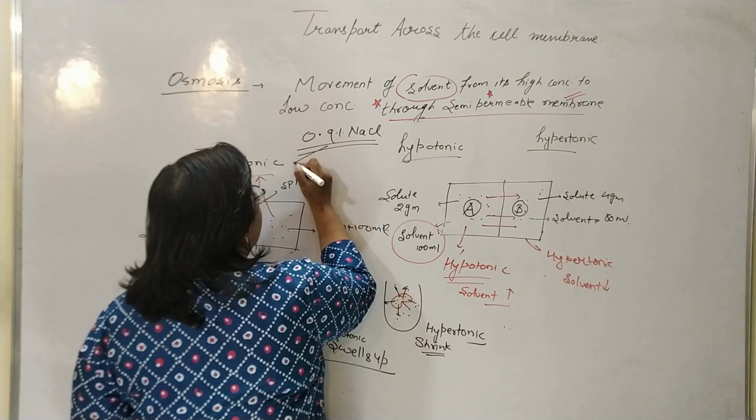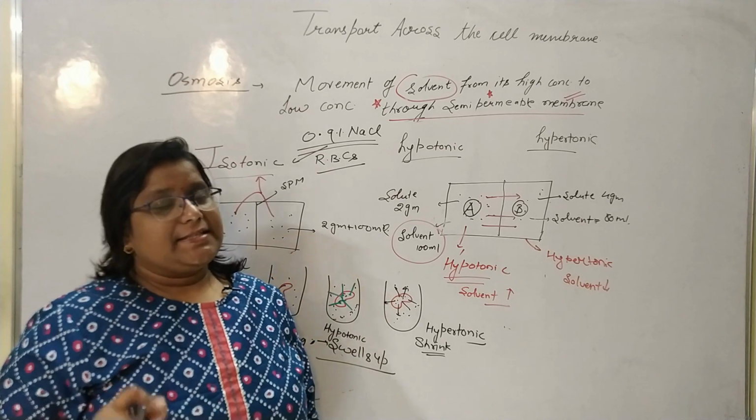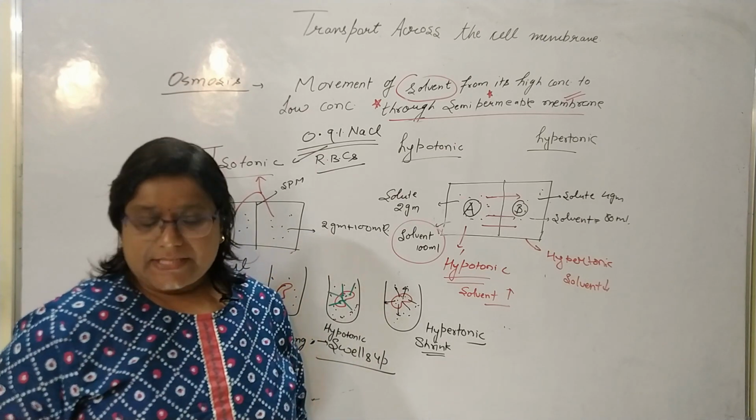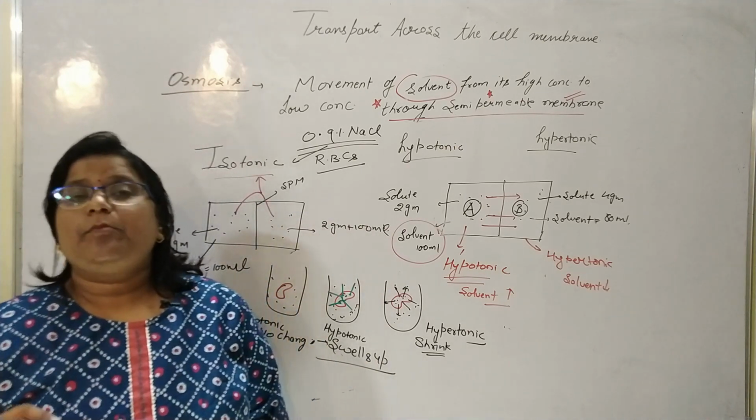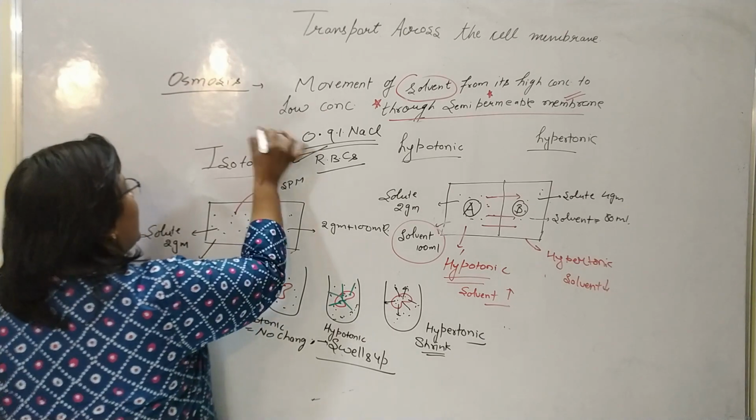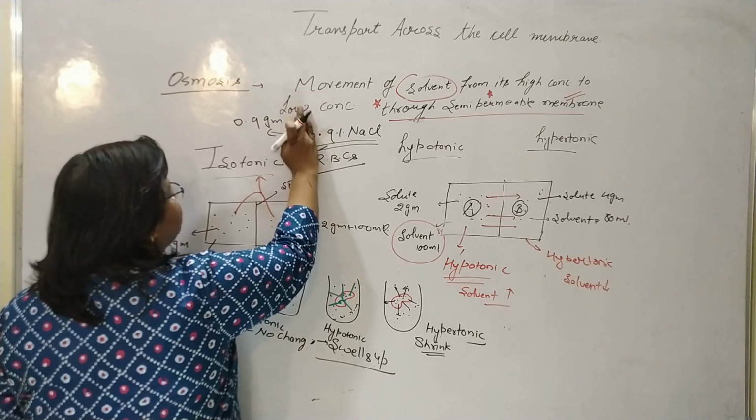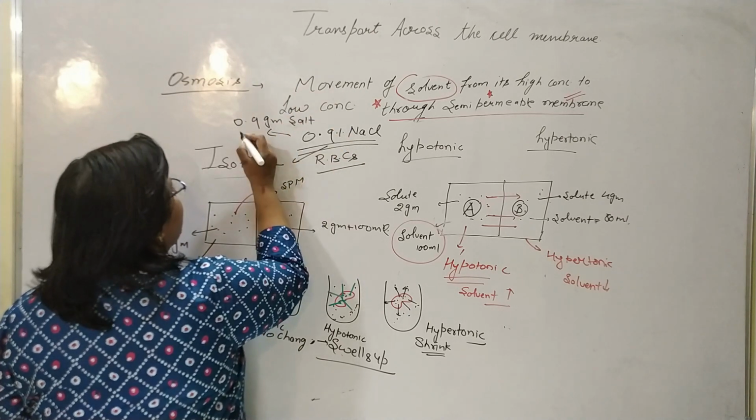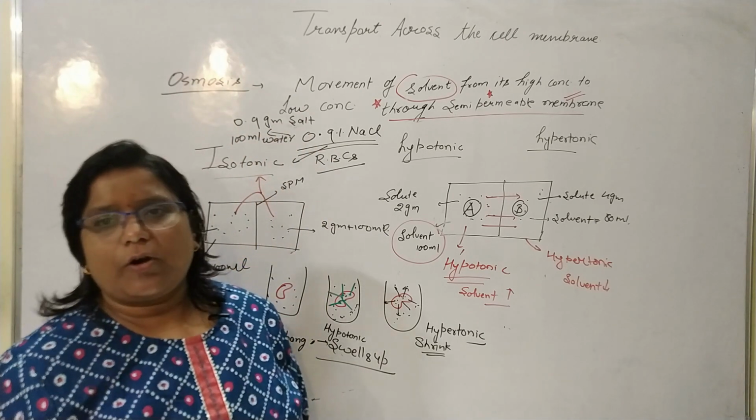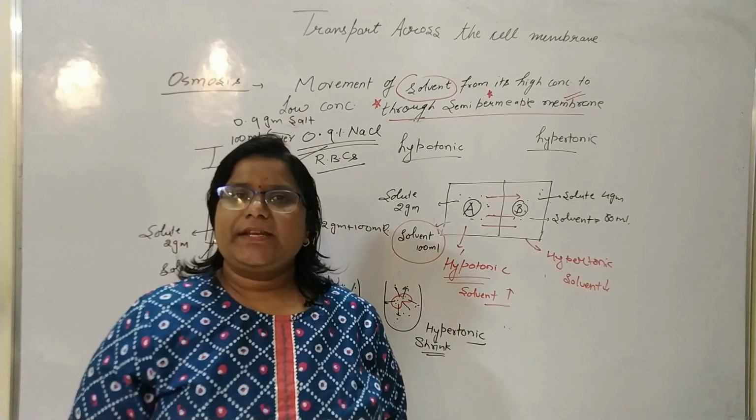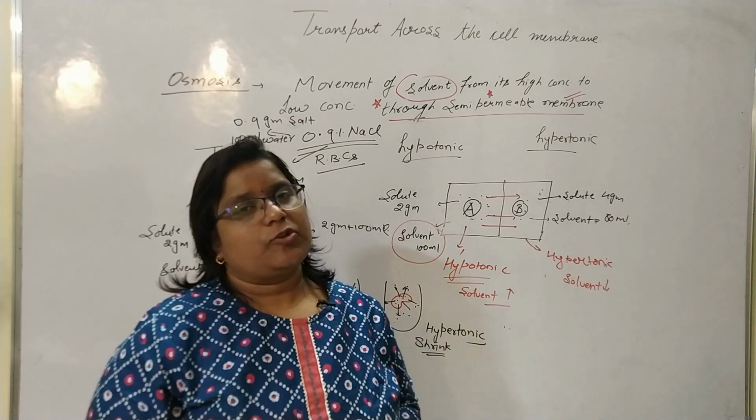Just remember one thing: the 0.9% NaCl solution is the normal saline solution, which is isotonic for RBCs. And how do you prepare the 0.9% solution? You take 0.9 gram NaCl salt and 100 ml water, meaning you dissolve the 0.9 gram NaCl in 100 ml water, so that the 0.9% NaCl solution is prepared, and it is isotonic for the RBCs.